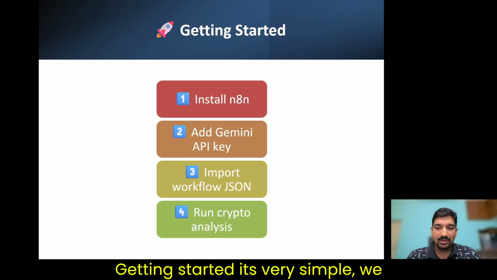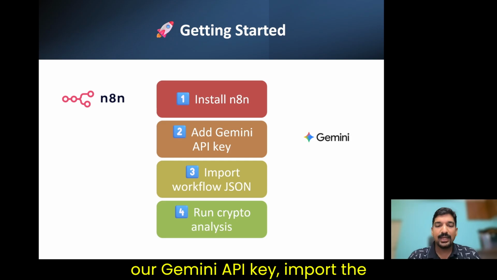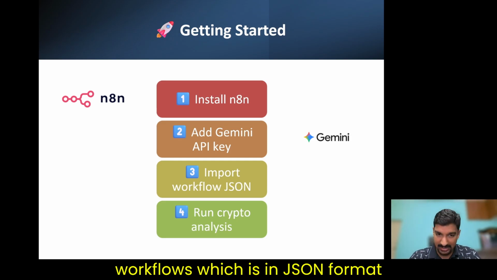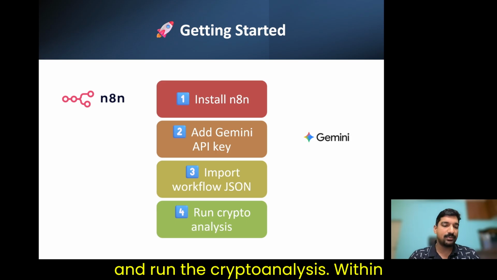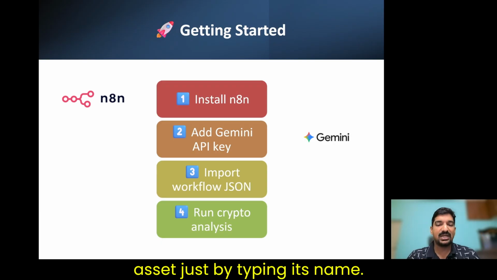Getting started. It's very simple. We need to install n8n, add our Gemini API key, import the workflows, which are in JSON format, and run the crypto analysis. Within minutes, you can analyze any crypto asset just by typing its name.